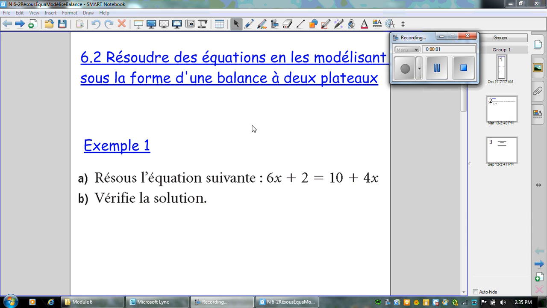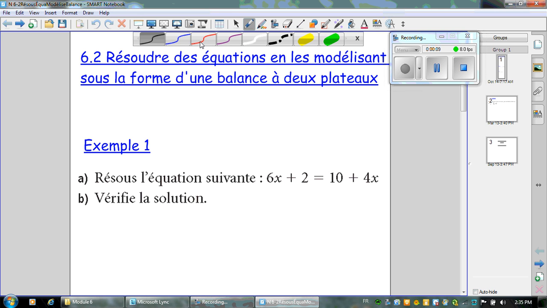Going to look at balancing equations. When we have to apply this when there are variables on each side of the equation. So the first step is always to eliminate one of the two variables. And I always suggest to eliminate the smaller of the two variables. So let's say here we have 6x, 6 times the number plus 2 equals 10 plus 4 times that same number. So we have variables on each side.